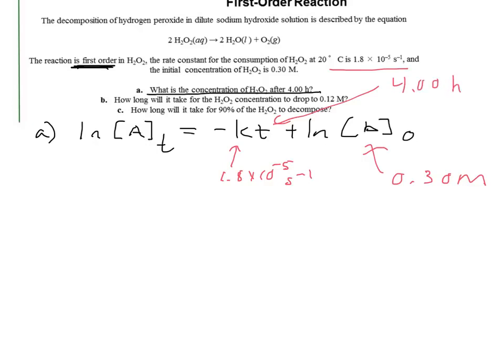Now, right away, there's a danger, Will Robinson, danger situation occurring here. Because they gave me a rate constant in inverse seconds, and they gave me a time in hours. So I'm going to have to convert hours to seconds, but that's not a big deal. 4 hours, 1 hour is 3,600 seconds.